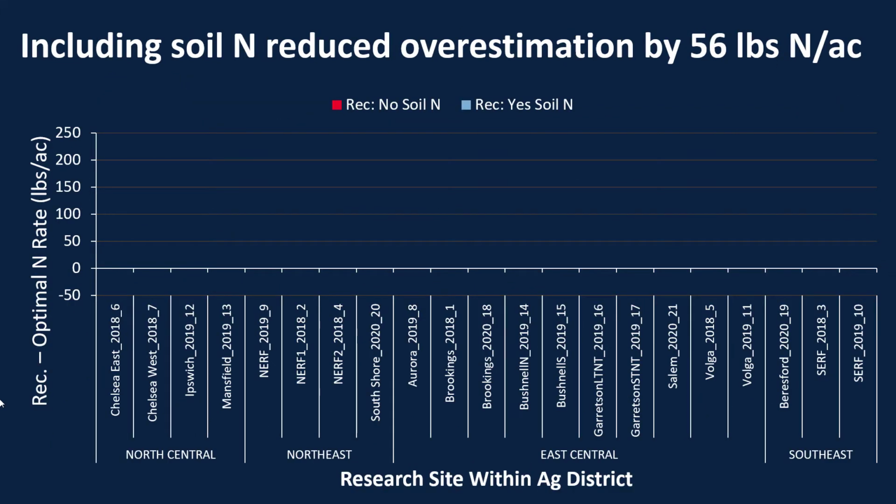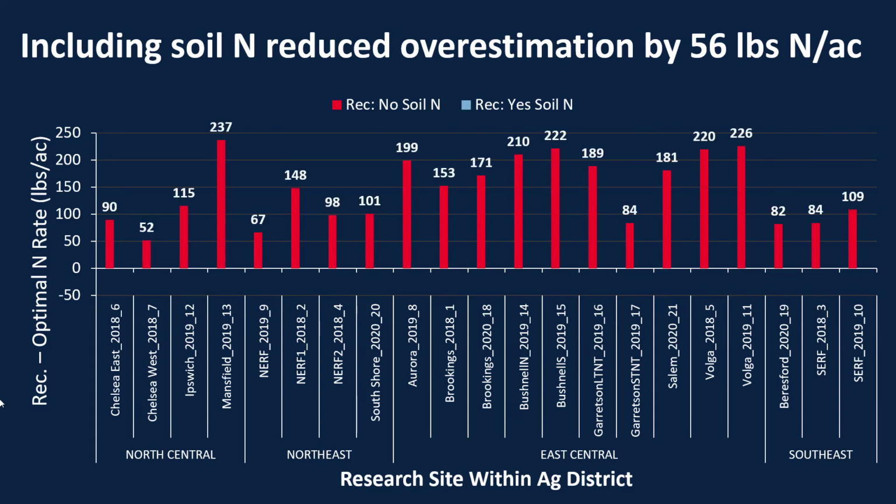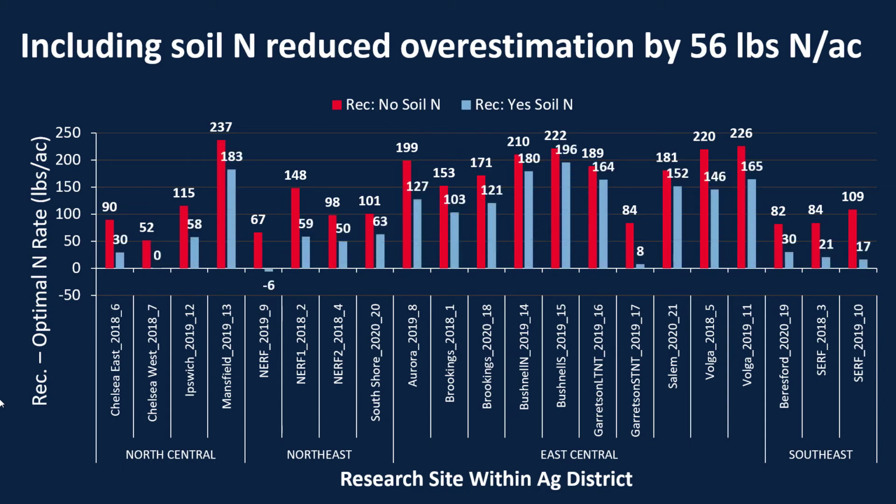So if we look at our recommendations versus what we actually needed, so we take that recommendation, subtract it from the optimal nitrogen rate, we get this red line right here. This is without that soil nitrogen credit. The closer to 0, the more accurate we are. So if we use that credit into play and subtract that nitrogen value, we want to see if our estimates become closer to that 0 line.